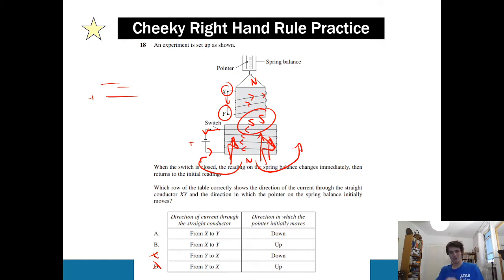So when we turn on this switch, the hanging mass is going to be repelled from the solid mass down the bottom. And so it's going to jump up a little bit, it's going to bounce up a little bit. And the pointer will follow that to say that it's going to jump up a little bit as well. And so as a result, our answer is going to be B.